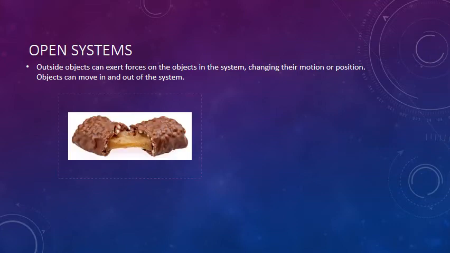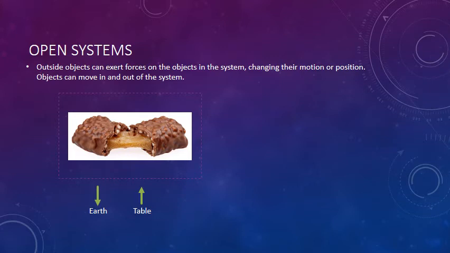So if I made an open system containing a 100-gram candy bar, delicious. I love Halloween because I get lots of those. You probably realize that there are some objects exerting forces on that candy bar. For example, the Earth is probably pulling down on that candy bar, and the table is probably pushing up on that candy bar.